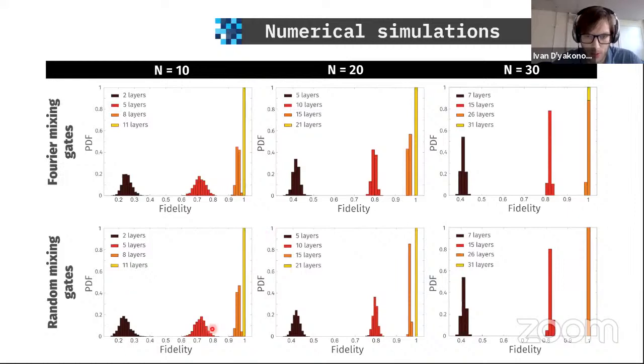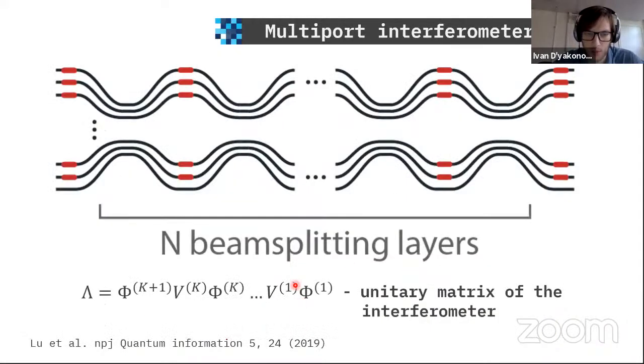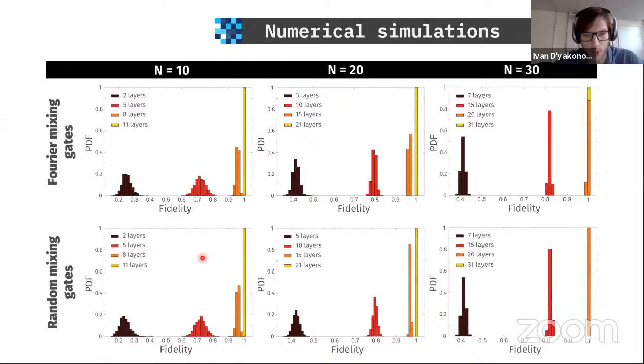So this is the main result of this scheme. You can really relax the fabrication requirements for these layers which are mixing the modes, and you will still get quite good performance in generating arbitrary unitary matrices describing your interferometer.